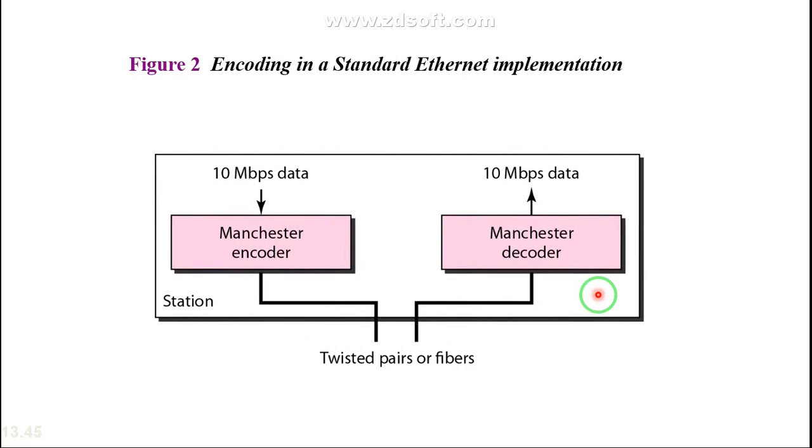Now, as we know, all these standards use digital baseband signaling at 10 Mbps. So at the sender, the data is converted into a digital signal using the Manchester scheme. And at the receiver, the received signal is interpreted as Manchester and decoded into data. Because as we know, Manchester encoding is self-synchronous, and it provides a transition at each bit interval.